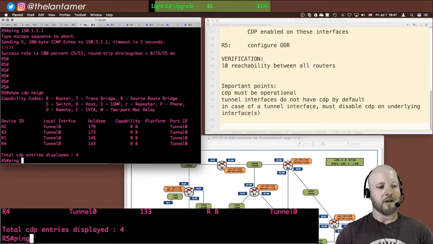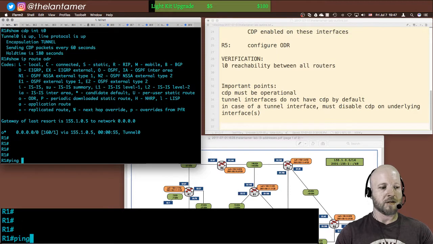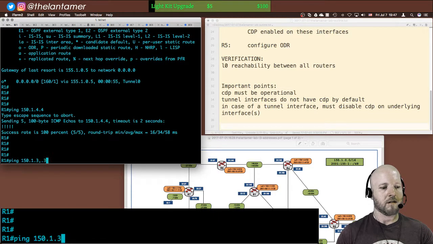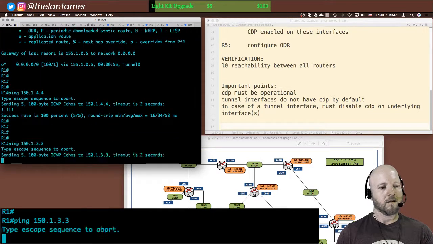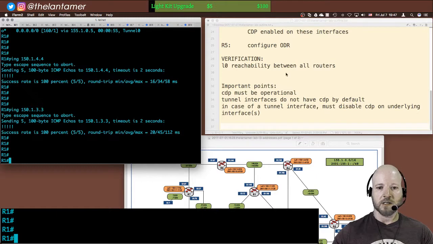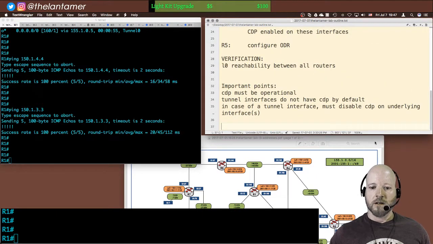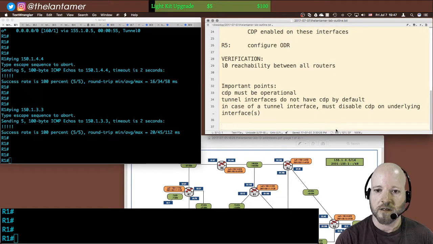Yeah, nice. Now, can they ping each other? They should be able to, because we have a default route. Yeah. Nice. Good stuff about ODR. Well, I think that wraps up the labs.